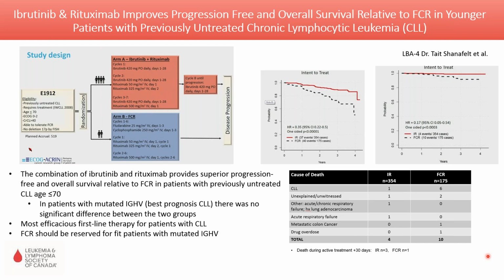And the patients who have a particularly good prognosis CLL, the mutated IGHV CLL, they do very, very well with chemoimmunotherapy.